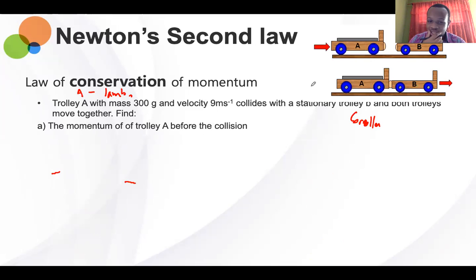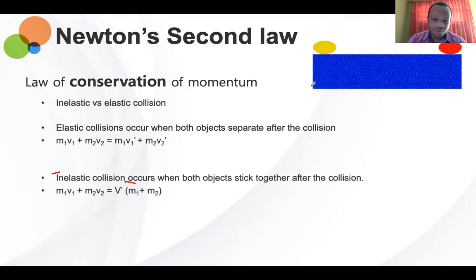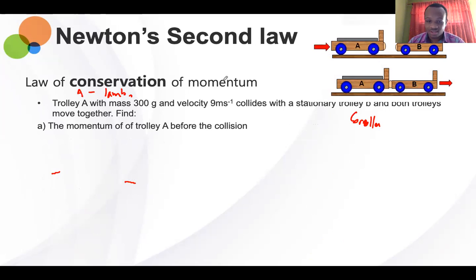All right, let's take it on. Let's see what's happening. I don't know why I didn't put another question. So we have M1 V1 plus M2 V2 equals M1 V1 after plus M2 V2 after. Right.